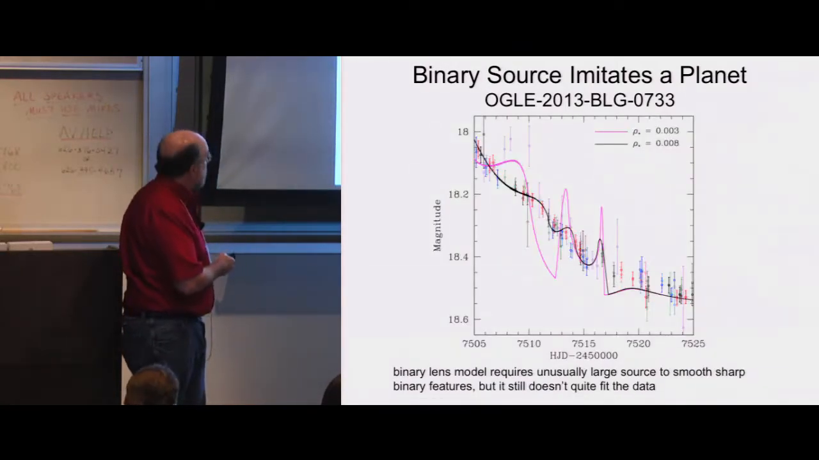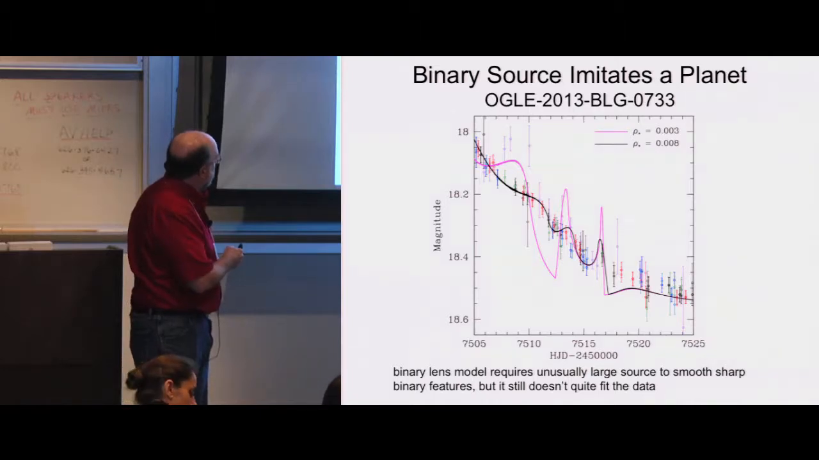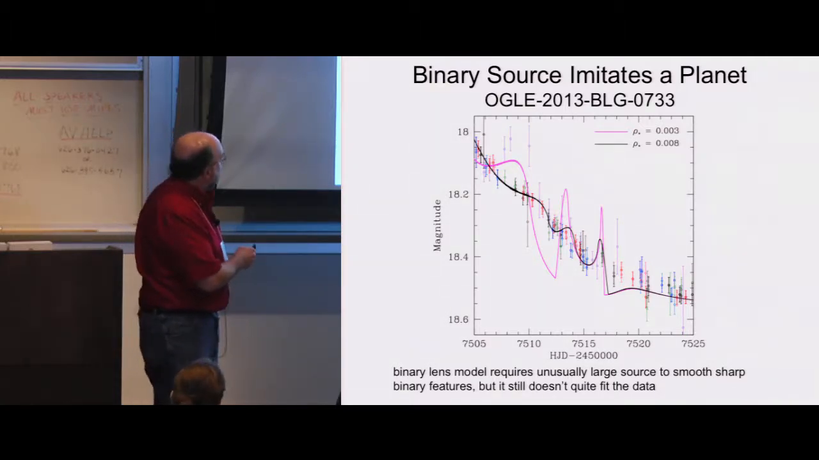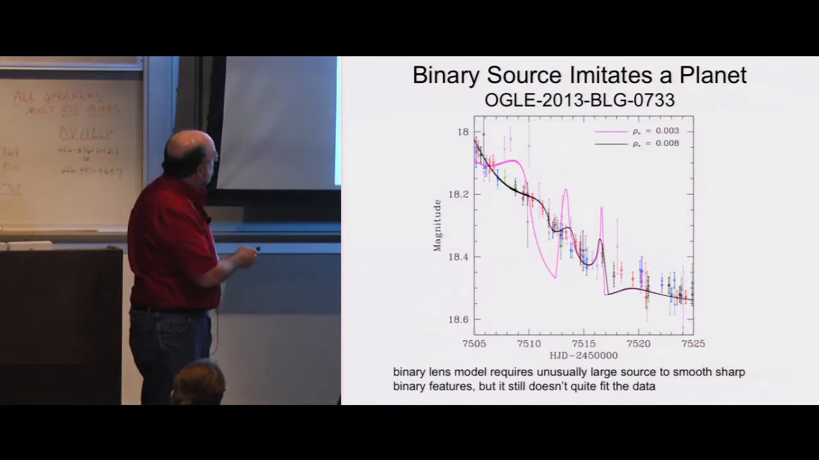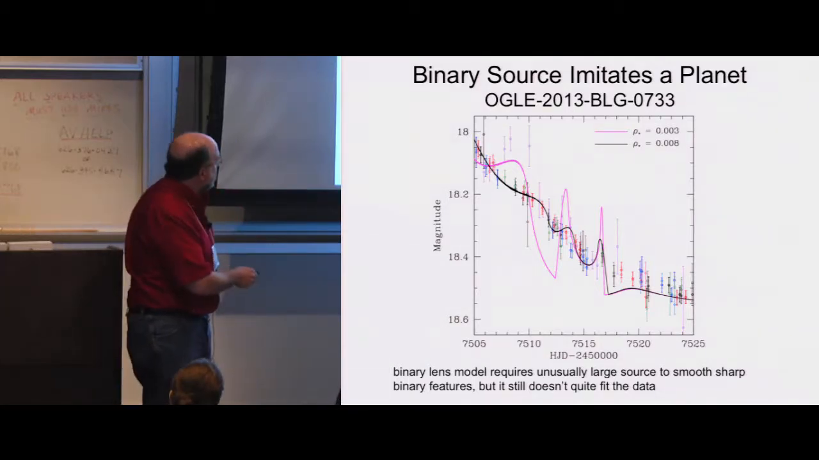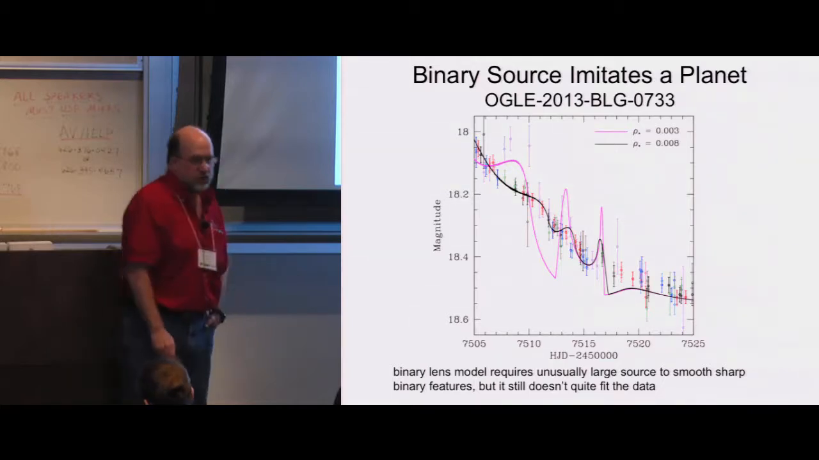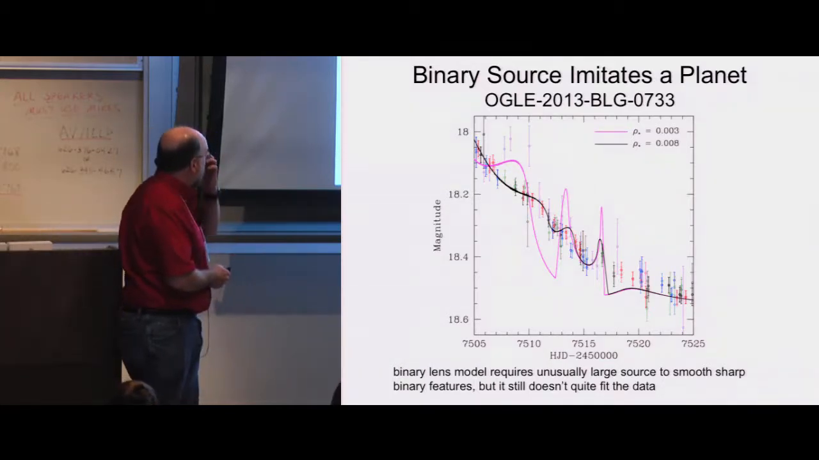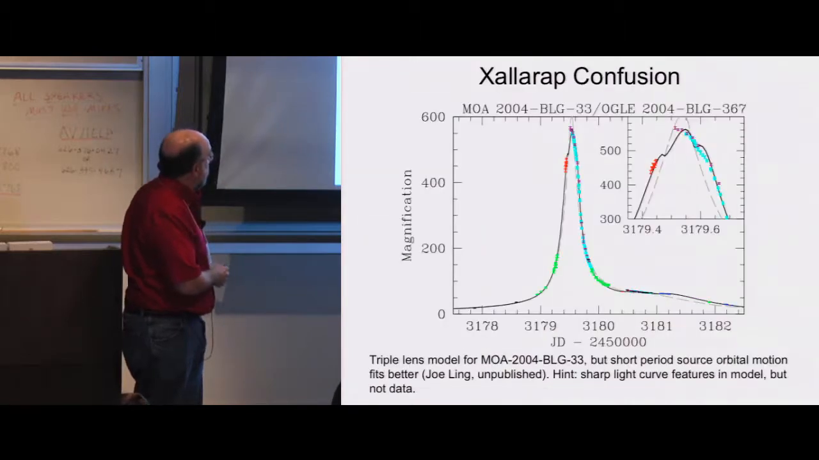And then this is just a close-up of the best fit planetary model here in black. It shows that basically we're required to have a fairly large angular source size to smooth out all the sharp features in the light curve. And in fact, it doesn't completely smooth out all those features. So that's an indication that there's something wrong with this model. In fact, the binary source model is correct.